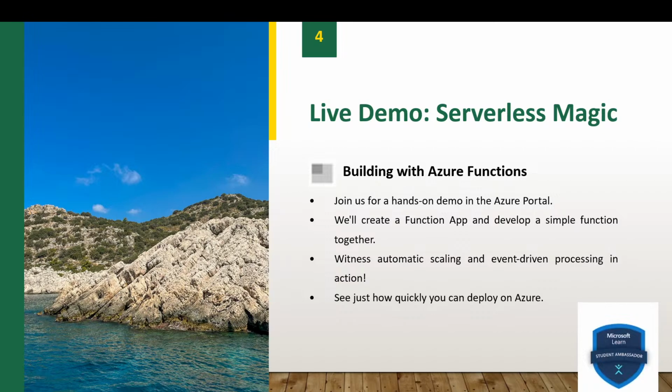And finally, review and create. After configuring the settings, click on Review plus Create. Review the summary of your choices, and if everything looks good, click Create. Then Azure will start deploying your function app, which might take a few moments.